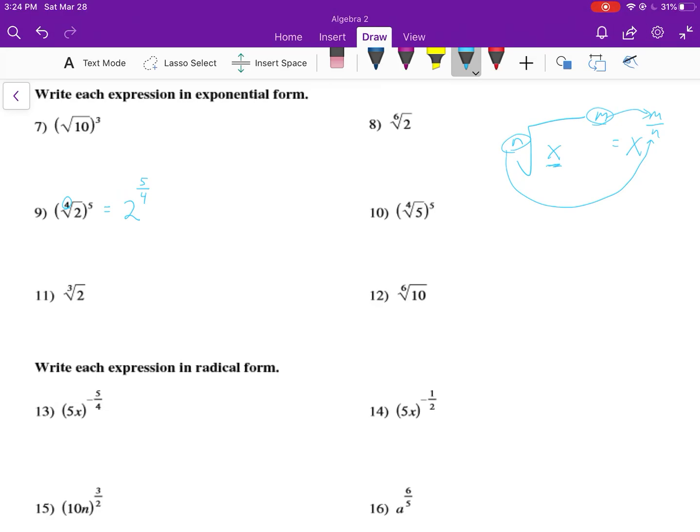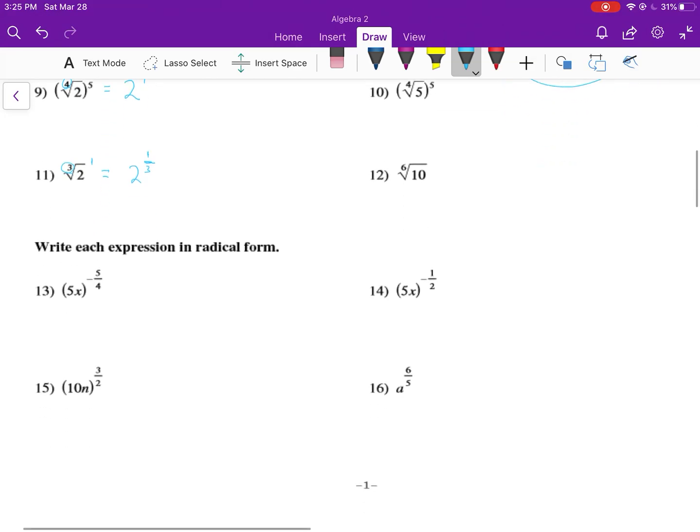Now I'm going to throw in number 11 here too. This would be 2 to the, well, we see this is here, so that goes in the denominator. Well, what goes in the numerator? Well, if there's no exponent written out here, it's an understood 1. So this is 2 to the 1/3. So there's a couple examples from that section.